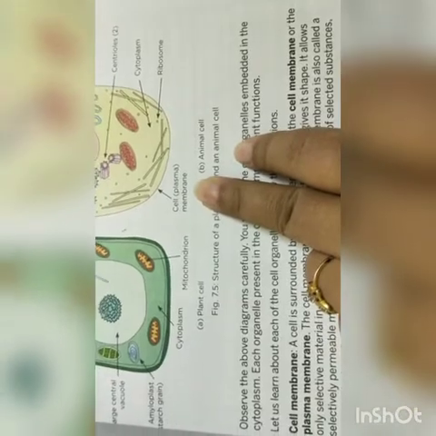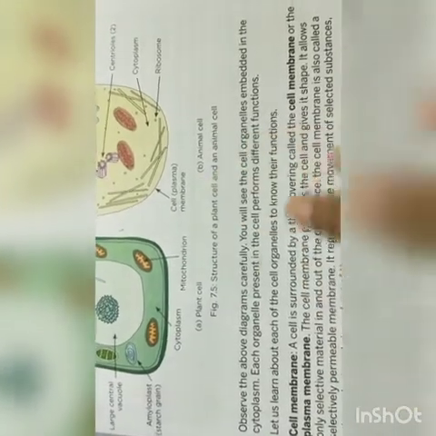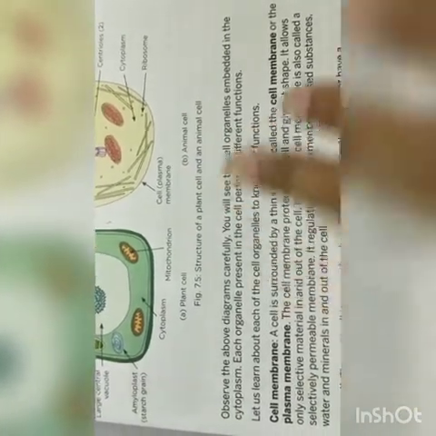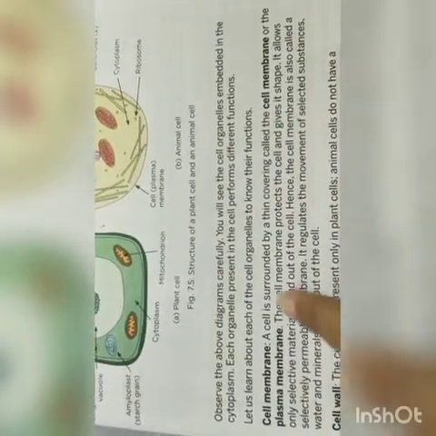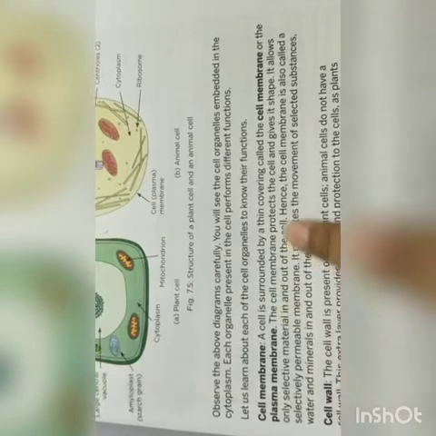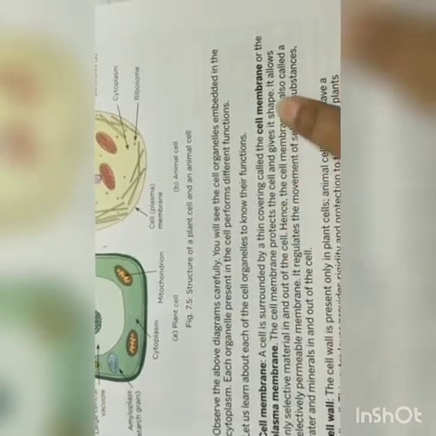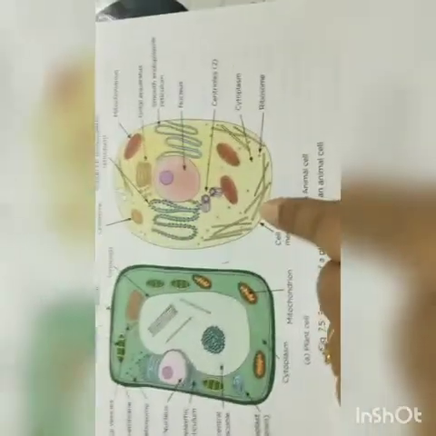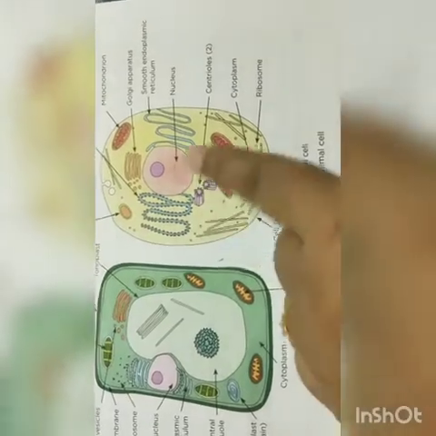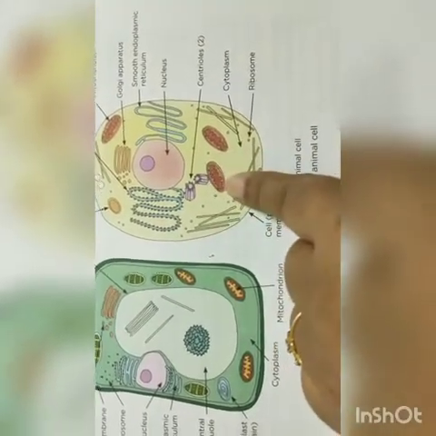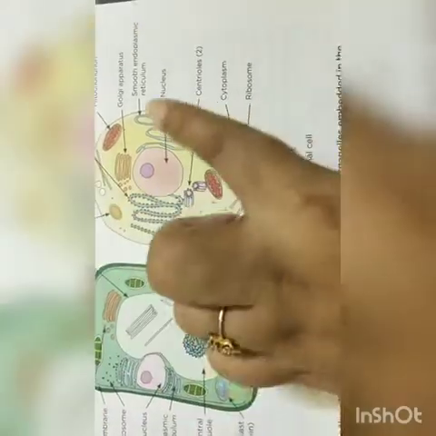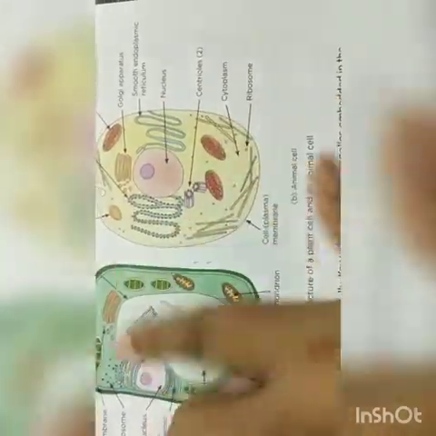The cell is surrounded by a thin covering called the cell membrane or the plasma membrane. The cell membrane protects the cell and gives it shape. It protects whatever things are inside the cell, and it gives a particular shape to the cell.